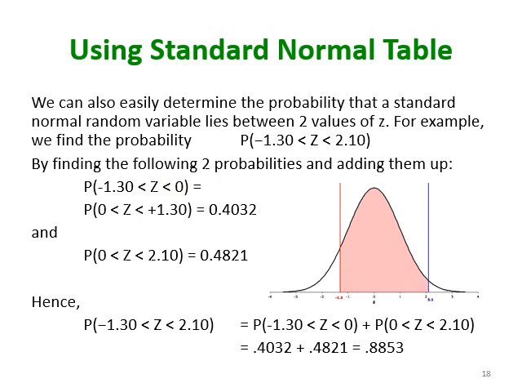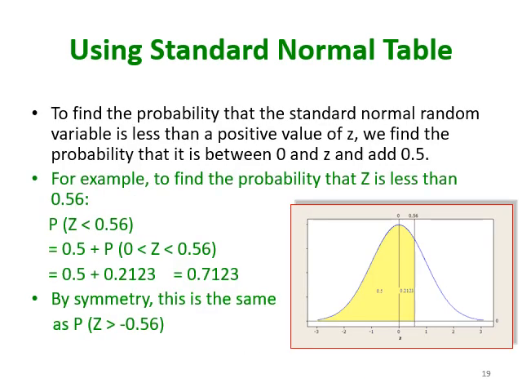Again, by symmetry, this is exactly the same as the area from 0 to positive 1.3. Go to the table, go to the row that has 1.3 and the column 0.00, which is the first column. So the area is 0.4032. Adding up these two areas, 0.4032 and 0.4821, we get the probability that Z is between -1.3 and +2.1, and this total probability or total area is 0.8853.